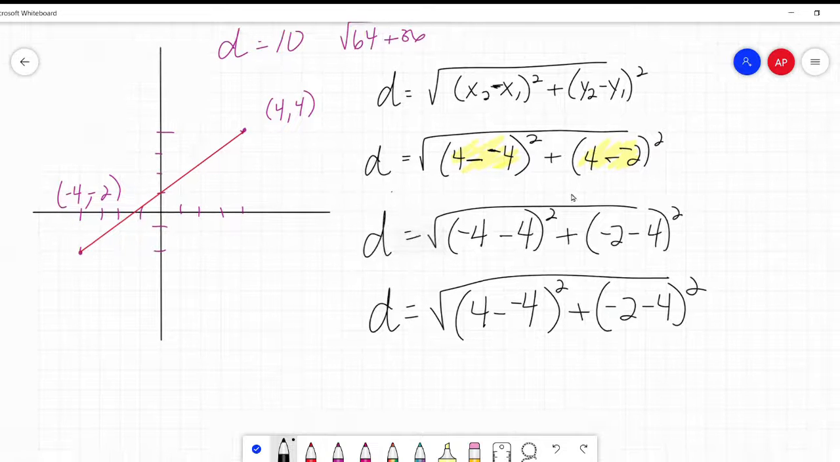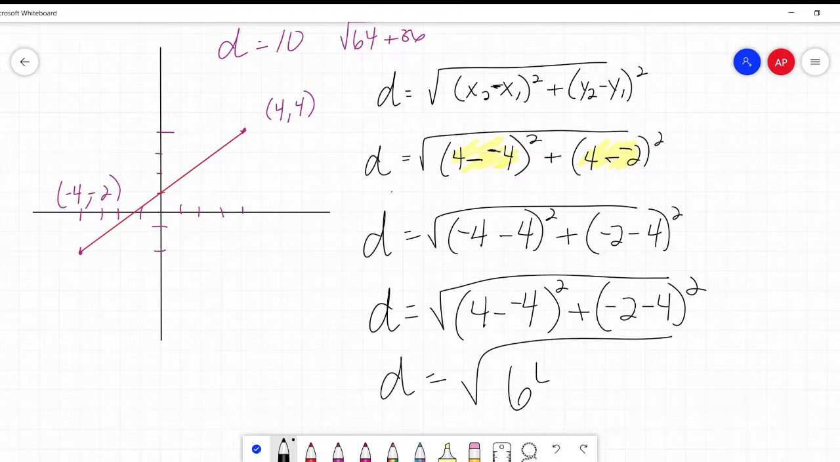That squaring gets rid of those positive negative issues and makes everything come out. So 4 minus negative 4, positive 8 squared is 64. Negative 2 minus 4, negative 6 squared, 36. You're back to the same one again, where D is 10.